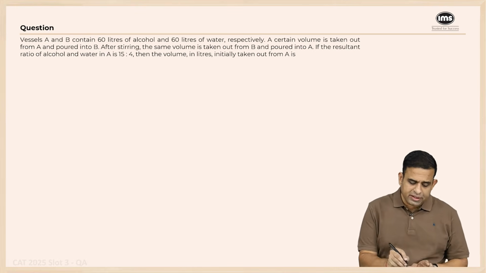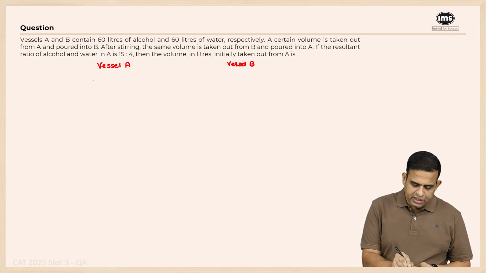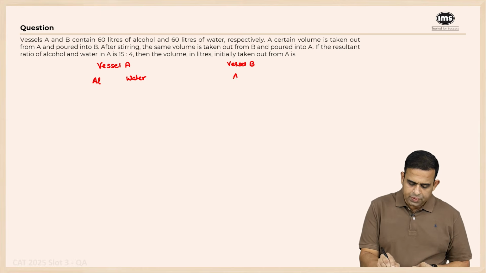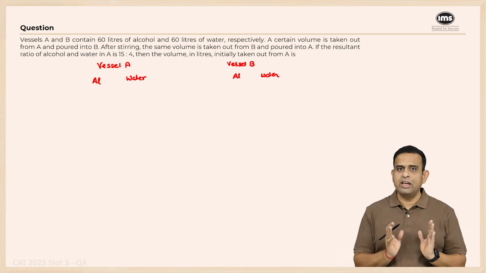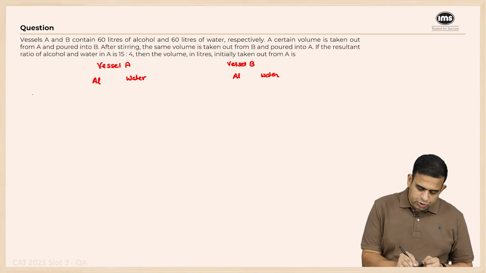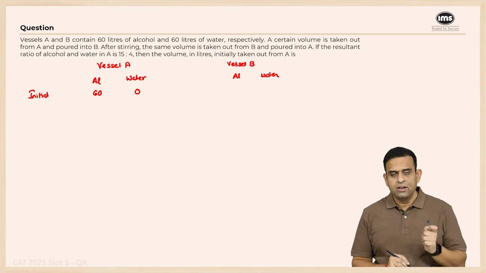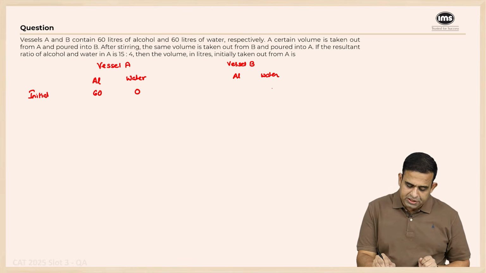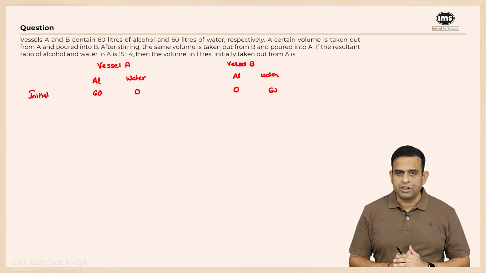So understand, if I look at the first method and write down vessel A, vessel B, and here alcohol and water, alcohol and water. Initially, the vessel A and vessel B both contain 60 liters: 60 liters of alcohol and 0 water in vessel A, whereas in vessel B the entire 60 is water and 0 is alcohol.